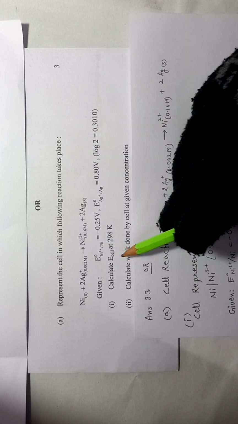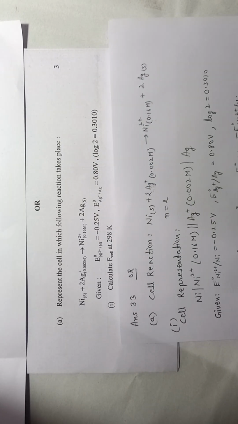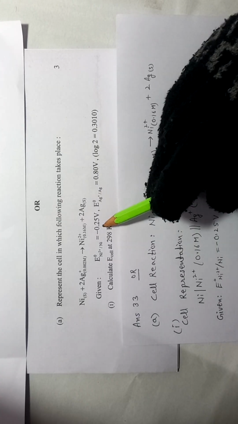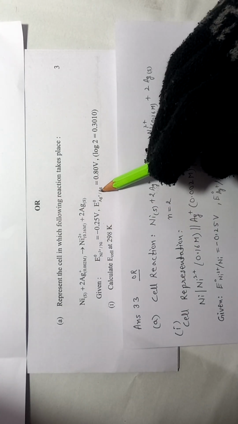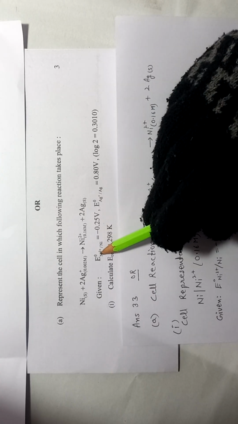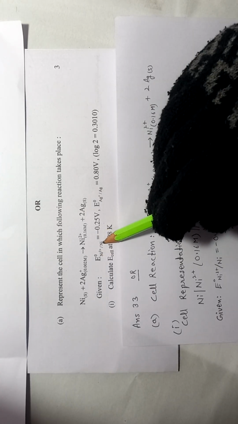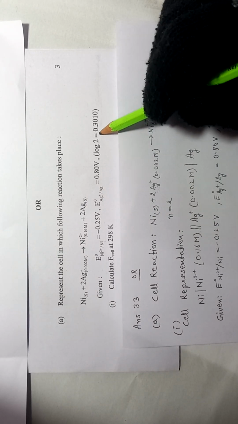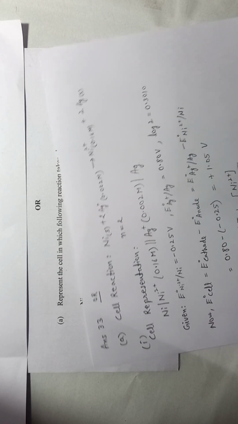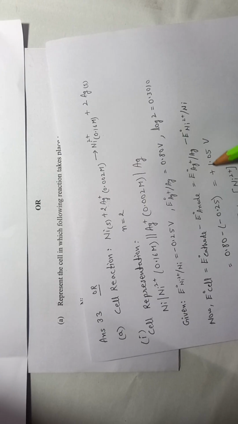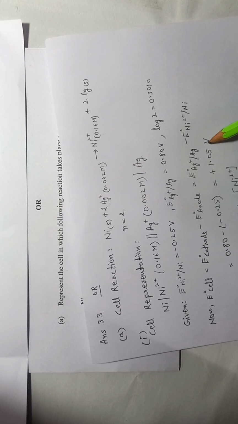Now for the next question, E cell at this, we have to calculate this. E naught cell is also given to us with this value of E naught silver. No, E naught cell is not given. E naught cell we have to calculate. This is for nickel and this is for silver electrode. Electrode potentials are given. Log 2 value is also given. Let us find the value of E naught cell. This is cathode minus anode. So we will substitute and we get it is plus 1.05 volt.